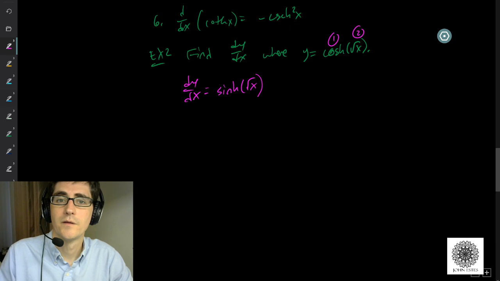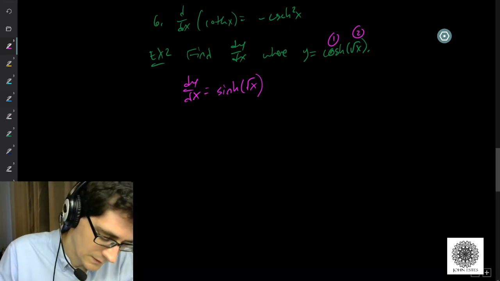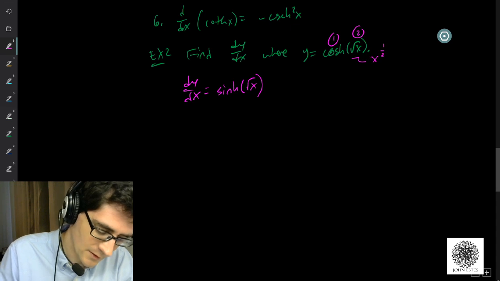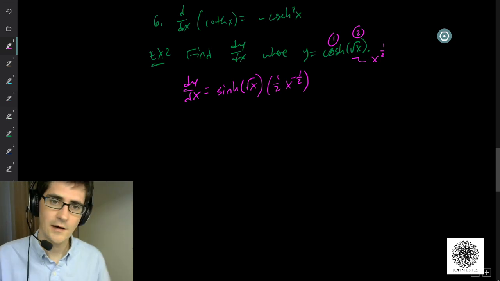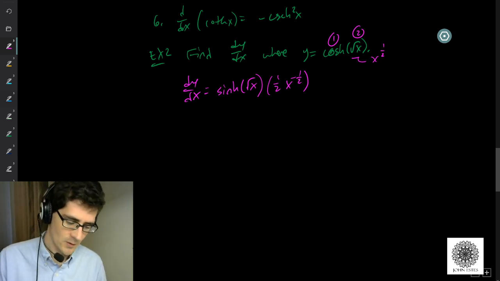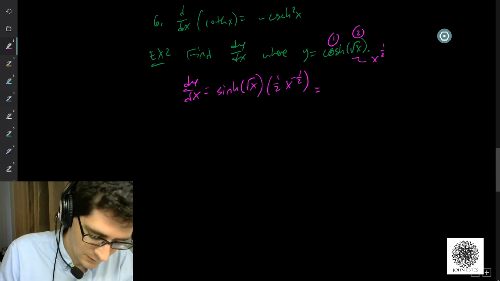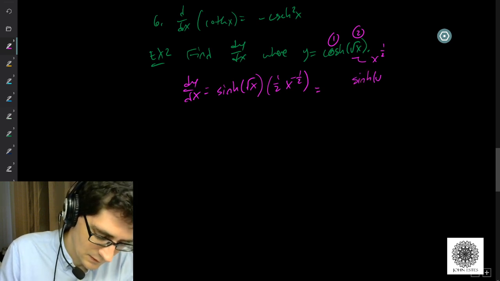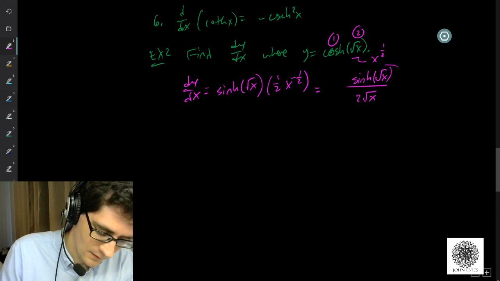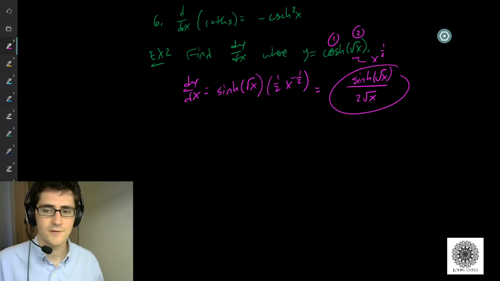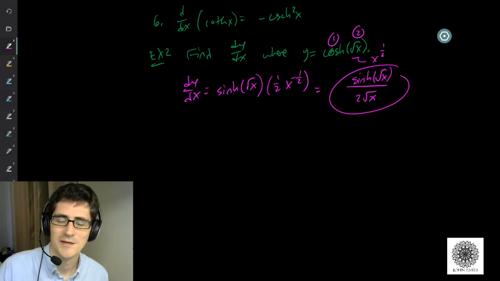And now you take the derivative of what's inside. This is the same thing as x to the 1/2 power, right? So it's going to be 1/2 x to the negative 1/2. 1/2, then you subtract 1 from the power to get negative 1/2. And so if you want to write this a little cleaner, you get sinh square root of x over 2 square root of x. And there's your derivative. We just applied chain rule and then a little bit of algebra to simplify. Hope that makes sense to you.